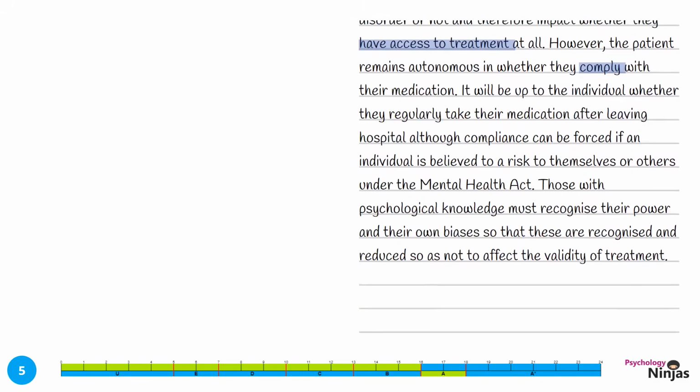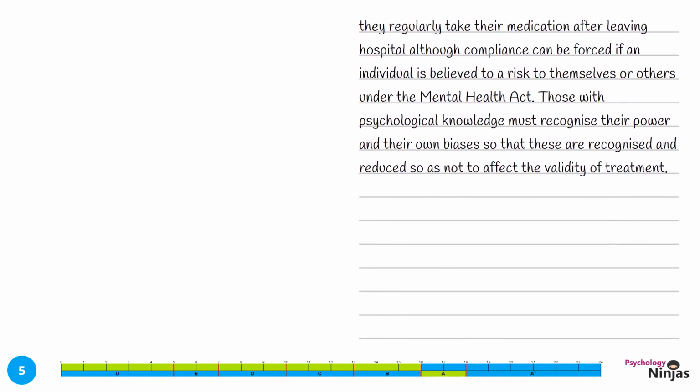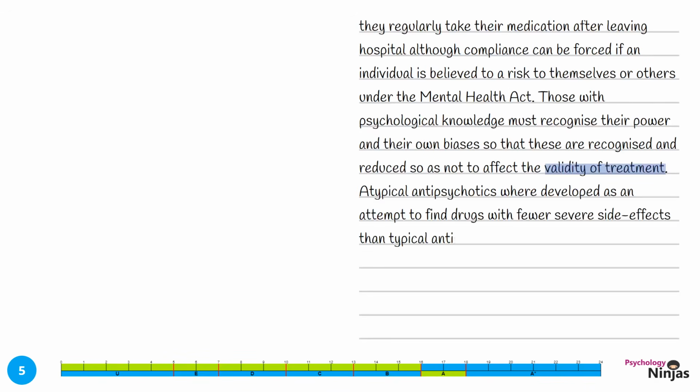Those with psychological knowledge must recognise their power and their own biases so that they are recognised and reduced so as not to affect the validity of treatment. We've clearly explained the impact of this in the accuracy of the treatment, which might be affected by our own expert power. Let's return to our explanation of drug therapies.